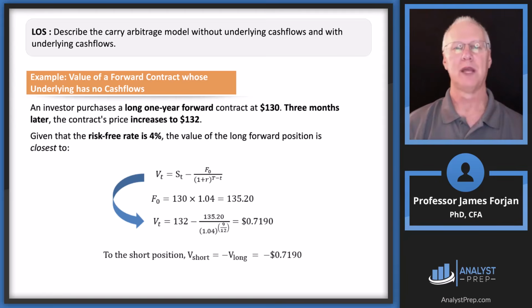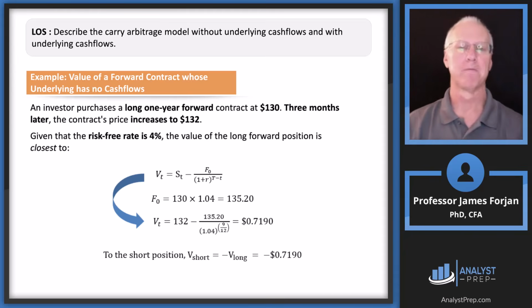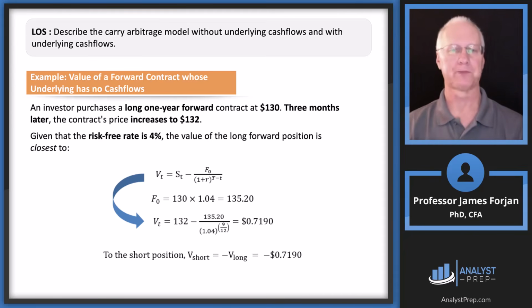So now 3 months later, the contract price increases to 132. If we're long, that makes sense, the price goes up, we ought to win. So the question is, how much should we have won? And if we took the short position, how much should we have lost? This is a zero-sum game in the forward market. All right, so this is a super easy calculation.